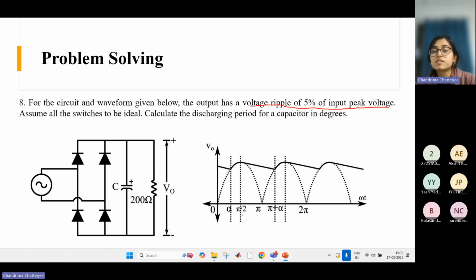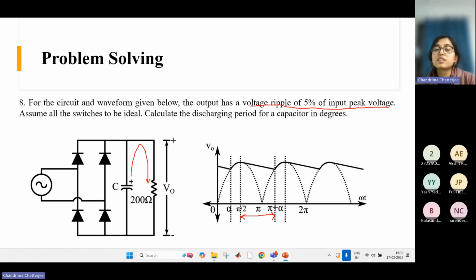Discharging period means this duration. We already saw what the discharging period is, right? When the capacitor discharges from here to here, that time it provides the load current. That is the discharging period. So we need to calculate this angle, right?